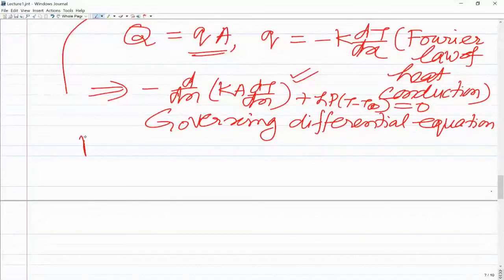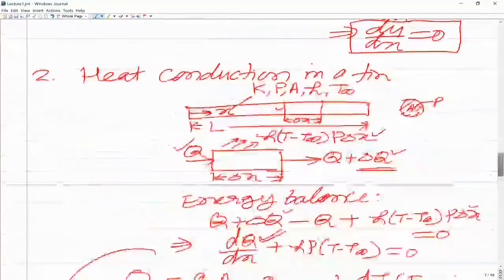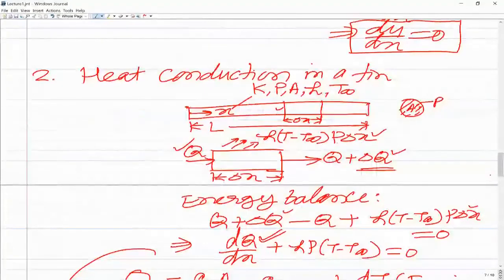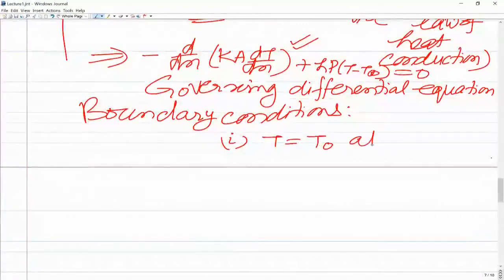Now if you look at the boundary conditions, let's say boundary condition one is at the left end, this end. Let us say it is attached to some other surface from which we want to transfer the heat. So this surface is, let us say, at some temperature, let me call it T naught. So at the left end, the boundary condition is T equal to T naught. T naught would be a known quantity. So T equal to T naught at x equal to 0.